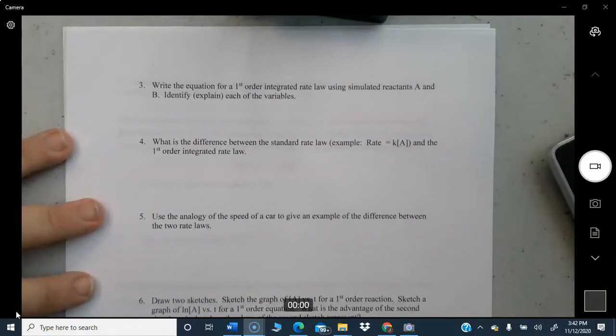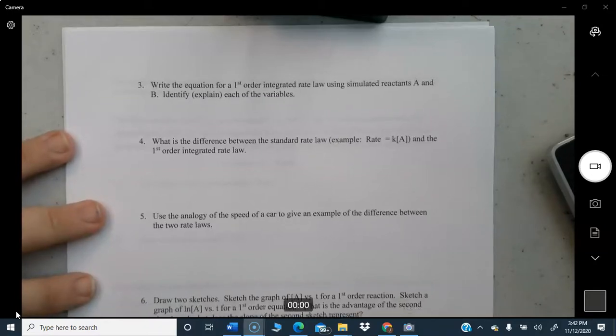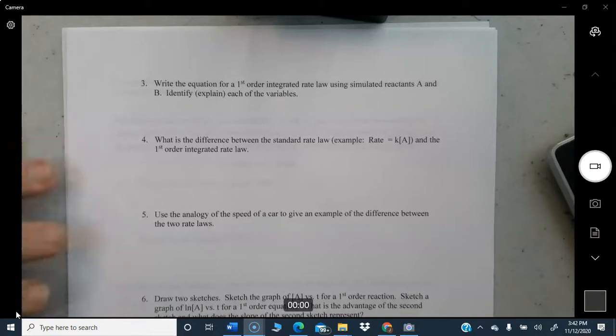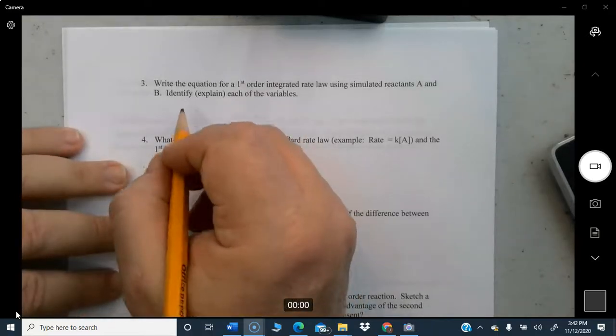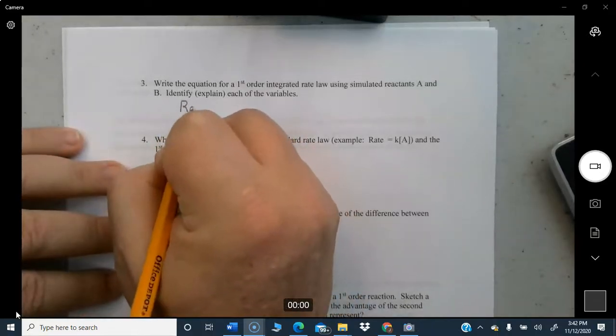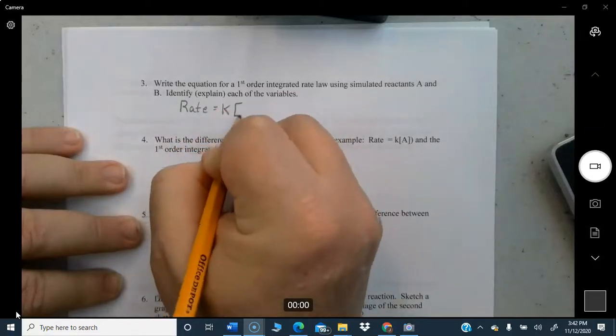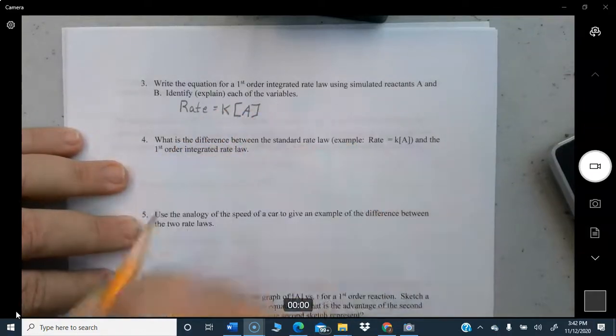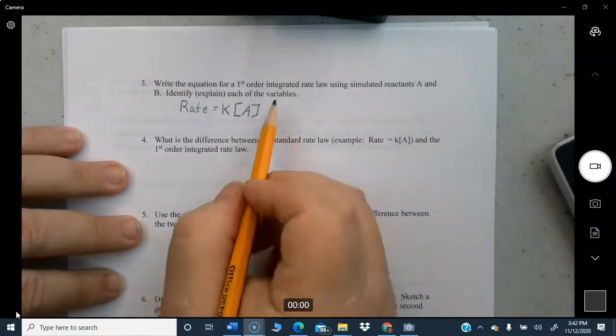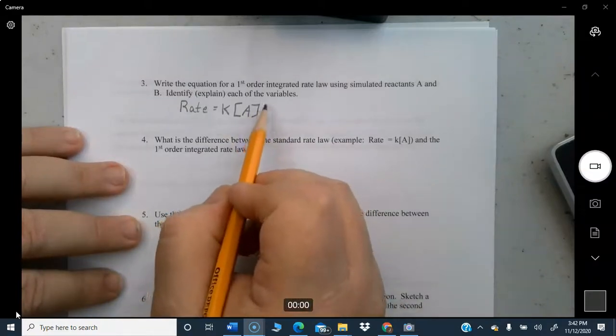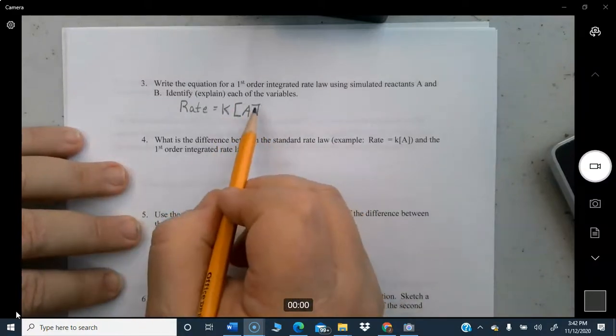So write an equation for a first-order rate law using simulated reactants A and B. And you don't necessarily even have to use B. Identify and explain each of the variables. So you could write a number of them. There's not just one way to write it. So let me show you one way you could do it. It could be rate. Boom. That's a first order rate law. There's an exponent of 1 there. So that means the order of this reaction is first order.